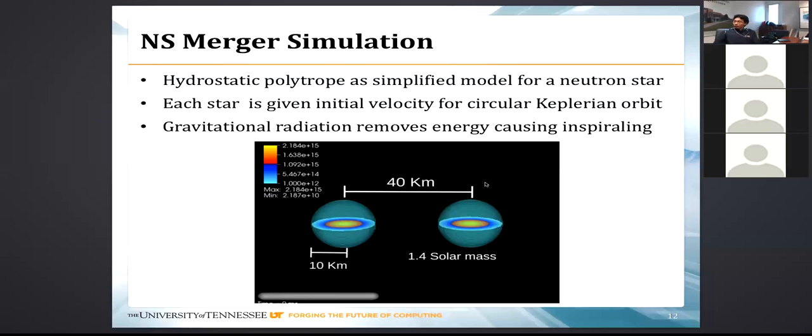So we ran our code to do an initial exploration simulation of a neutron star merger. We use a hydrostatic polytrope as a simplified model for the neutron star, and each star we give initial velocity using just a Kepler orbit. So we kick it so that it can do an orbit. Now we also implement the effect of gravitational waves that remove the energy, so it will eventually cause the stars to in-spiral.